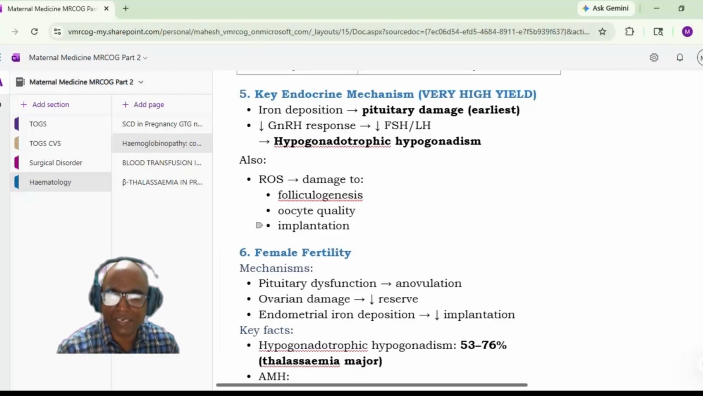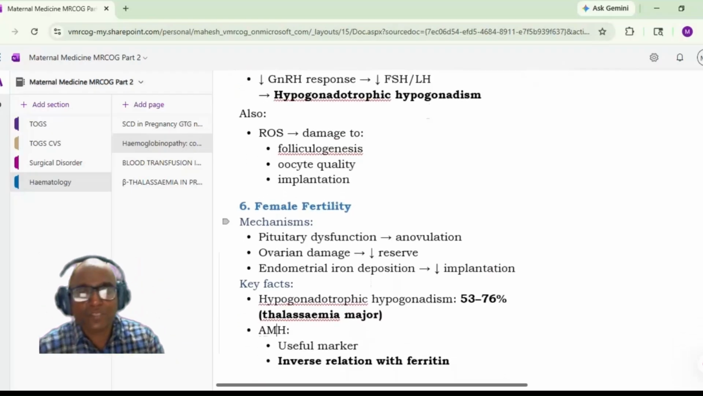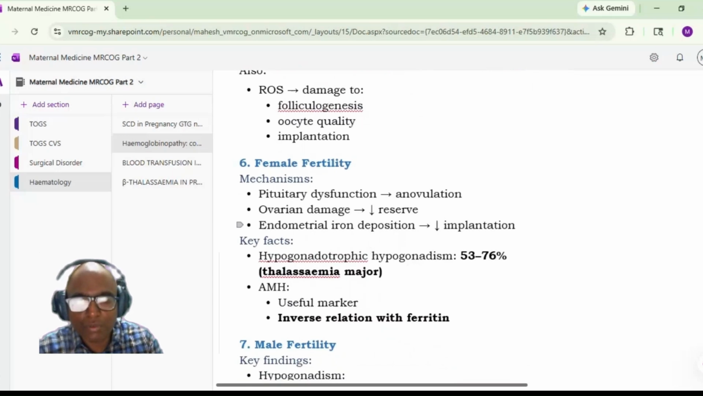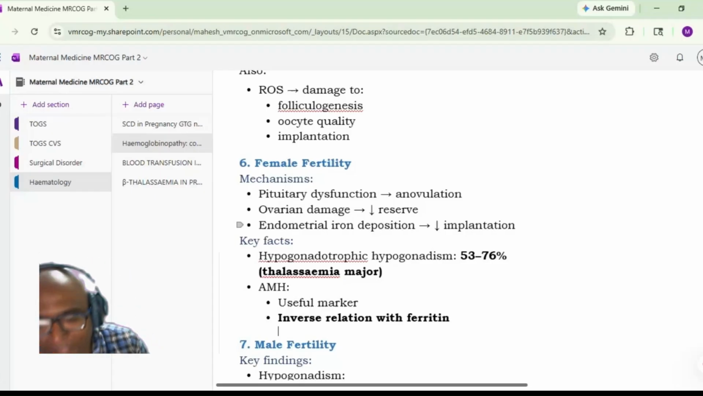Then coming to female fertility, there is pituitary dysfunction that will lead to anovulation. There is ovarian damage, so ovarian reserve is reduced. Then endometrial iron deposition is there, so implantation will be affected. Overall, there is hypogonadotropic hypogonadism in almost half to two-thirds of cases. In thalassemia major, 53 to 76% of patients, meaning 1.5 to two-thirds of cases of thalassemia major, will have hypogonadotropic hypogonadism. Okay, so you can do AMH testing.